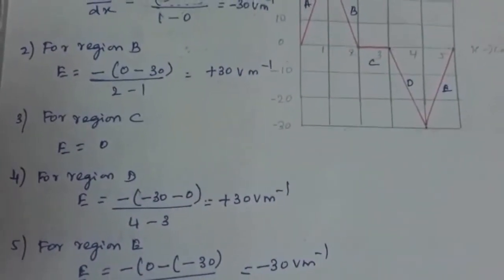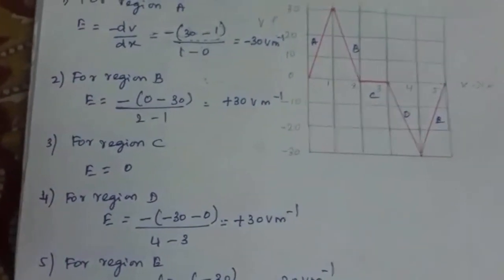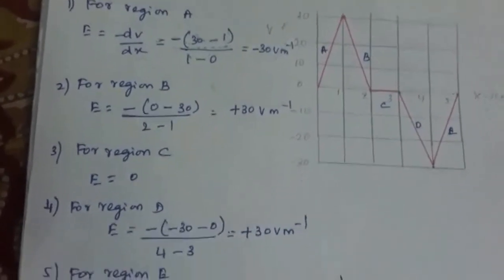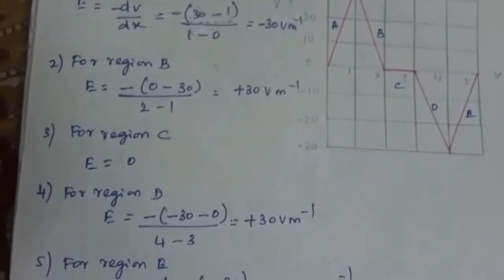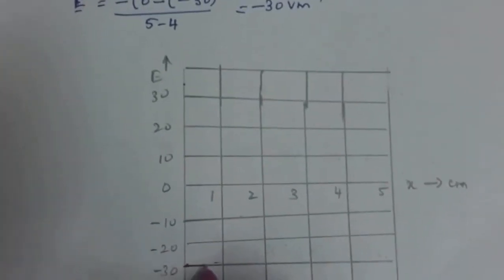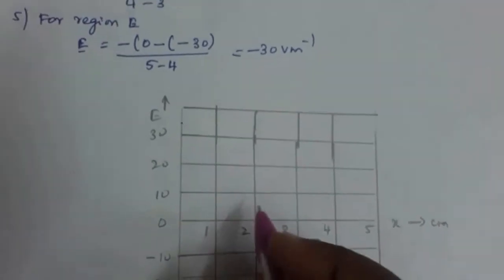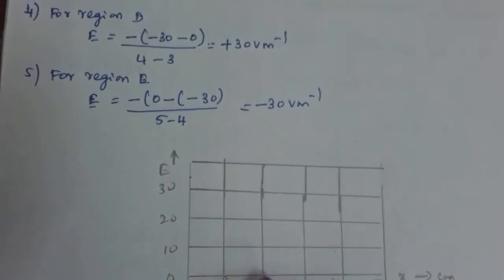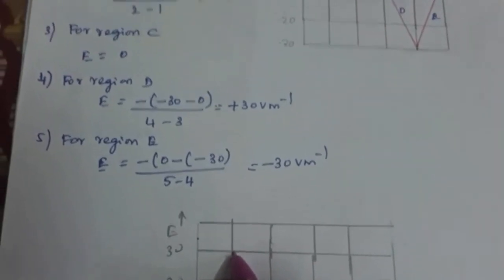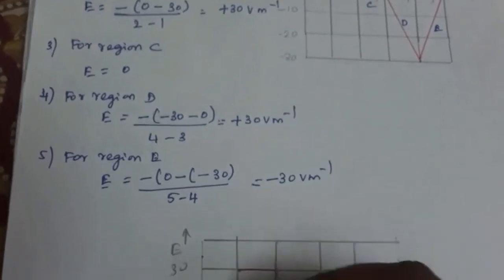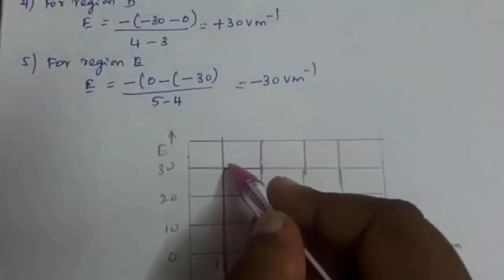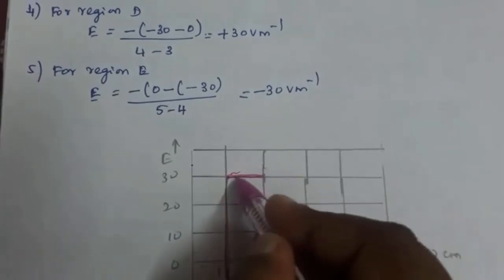Now we have to plot this in the graph. For region A, from 0 to 1, the electric field is minus 30 volt per meter, so you have to draw it in the graph here. From 1 to 2 it is plus 30. I can join this line, so here it is plus 30.